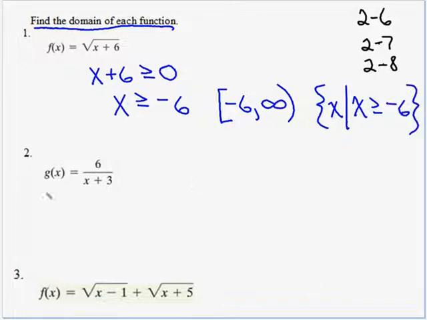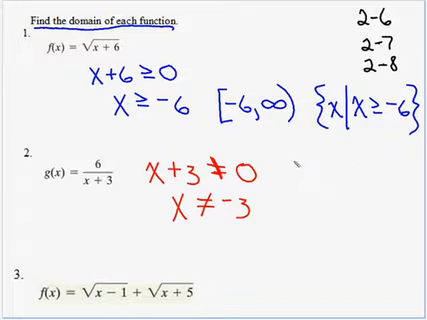Okay, second one. We got a fraction. Of course, our worry here is division by 0. So we want to set our denominator not equal to 0. And then subtract 3 from each side. X cannot equal negative 3.